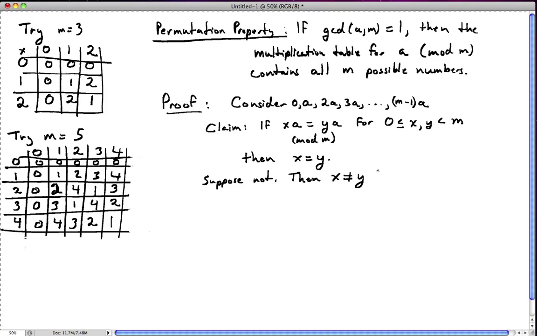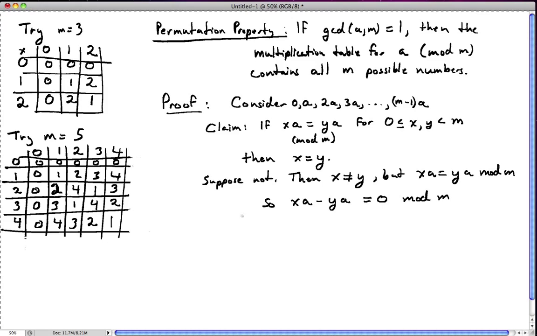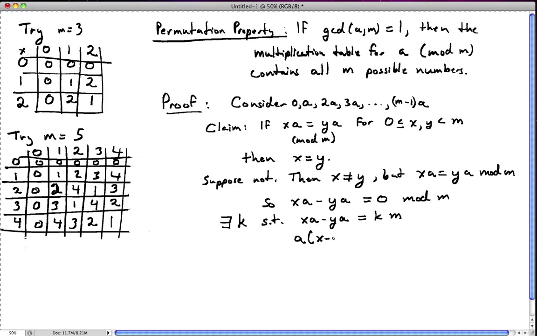Then X does not equal Y, but XA equals YA, mod M. So XA minus YA equals 0, mod M, which means that there exists a K such that XA minus YA equals K times M, which is the same as saying A times (X minus Y) equals K times M. So now, let's look at X minus Y.